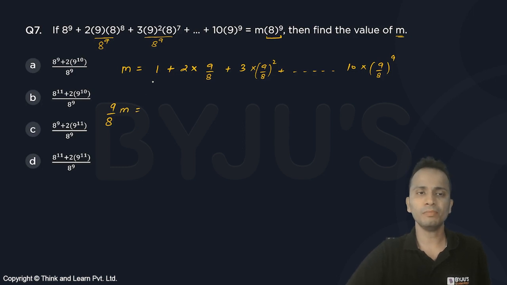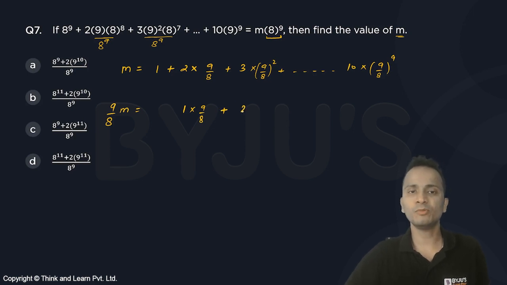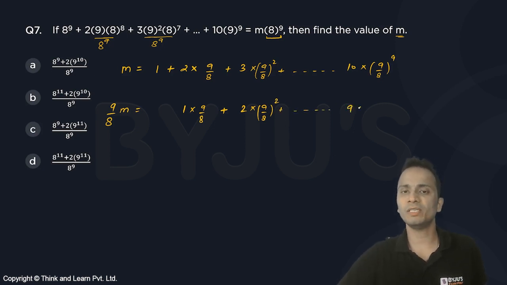So 9 by 8 m, multiplying every term by 9 by 8 on the right-hand side and writing it one step ahead. So 1 multiplied by 9 by 8 will be 1 into 9 by 8. I'll write it one step ahead. Plus the second term will become 2 into (9 by 8) square, and so on. The second last term will become 9 into (9 by 8) whole raised to the power 9, and the last term will be 10 multiplied by (9 by 8) whole raised to the power 10.